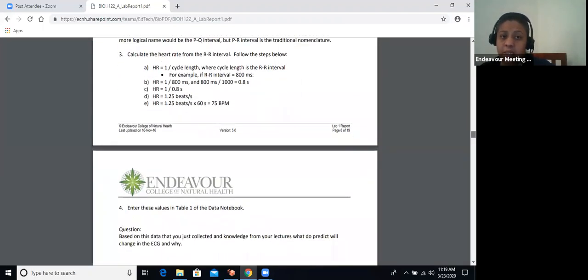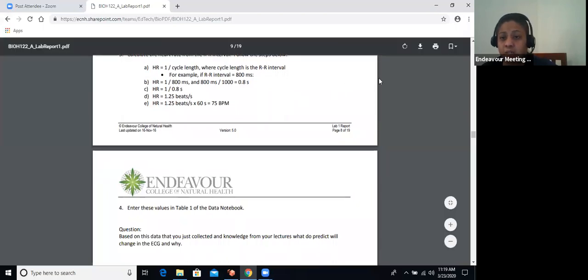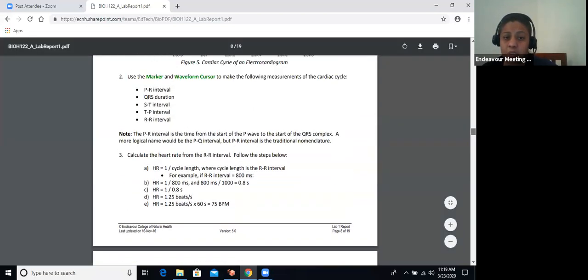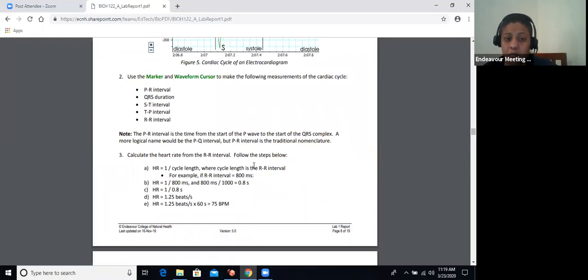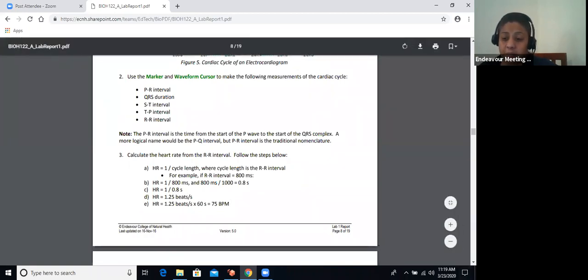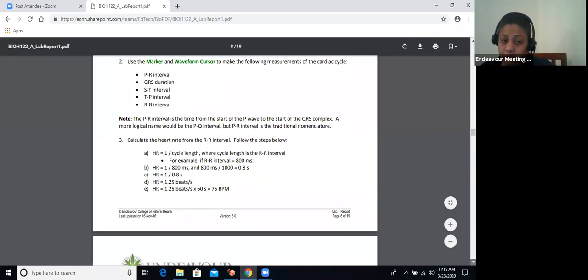So here, this is one example that they have given you. Say, for example, the RR interval was 0.8 seconds, or in other words, 800 milliseconds. If the RR interval was 0.8 seconds, then calculating the heart rate would be 1 divided by 0.8, which will be around 1.25. And this is the time taken for one heartbeat. So you have to calculate it for a minute, so you then multiply it by 60. That gives you the total beats per minute. Okay, so that's basically how we calculate the heart rate.